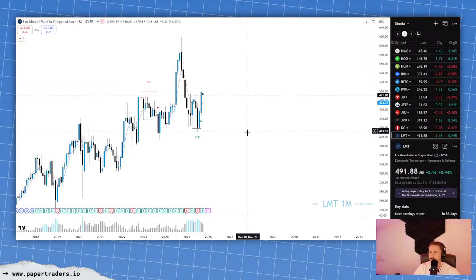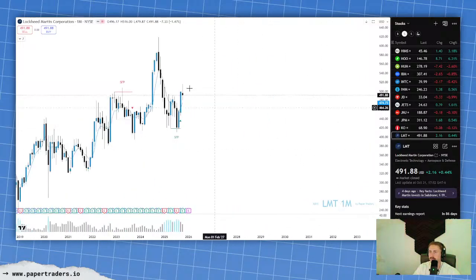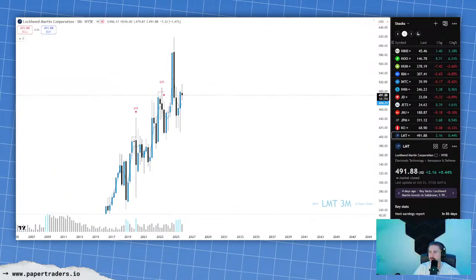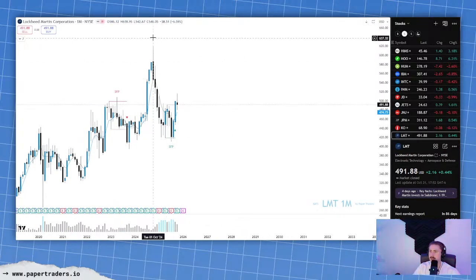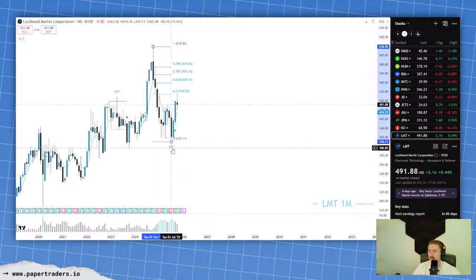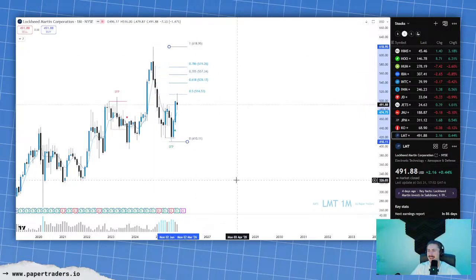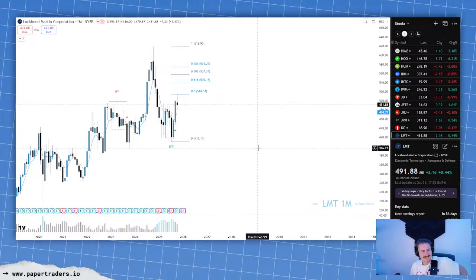Lockheed Martin. Monthly could be a short. Previous 3 months swept to rejection of bearish OTE probably over here, at least 50% or close to it. Oh, right on it. Look at that. Lockheed Martin could be a short.